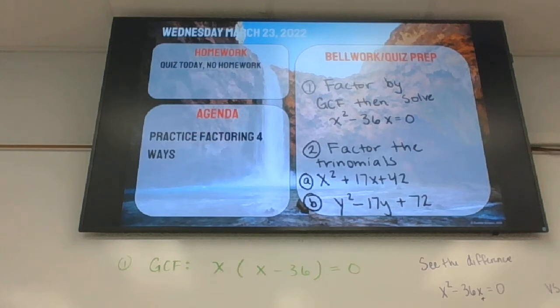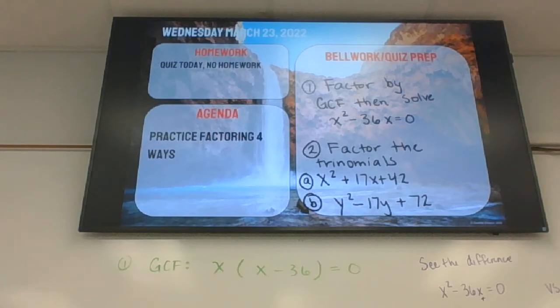When I factor this, I factor by GCF and I end up here. When I factor this, I can't take an x out. I can't take anything out. But what I can do is square root both of these. This can be square rooted. X doesn't square root, only x squared does. So this one is x plus 6, x minus 6. Anybody see that difference?